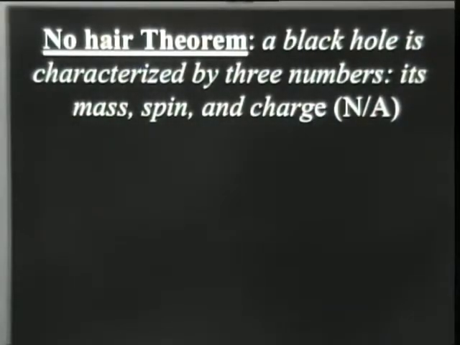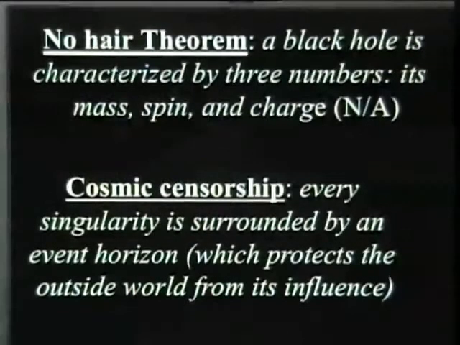Let me mention a few facts about black holes. First of all, the no-hair theorem. According to classical general relativity, a black hole is characterized by three numbers: the mass of the black hole, the spin of the black hole, and its electric charge. However, in astrophysics, of course, the charge is not available because it gets neutralized by opposite charges that are attracted to the black hole very quickly. So in astrophysics, we are aiming to find the mass and the spin of astrophysical black holes.